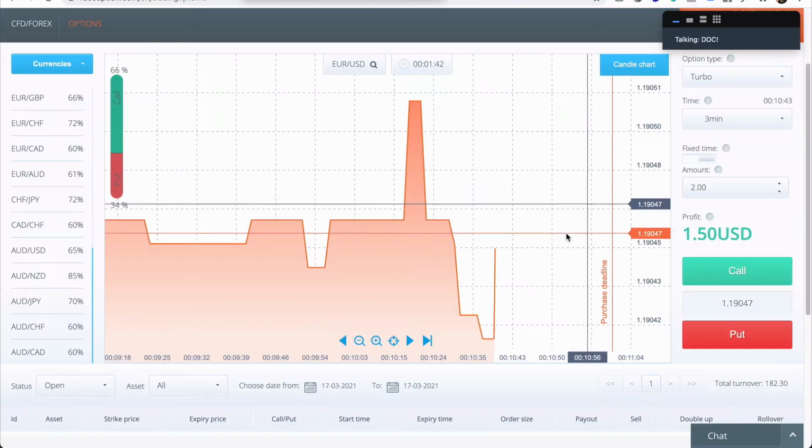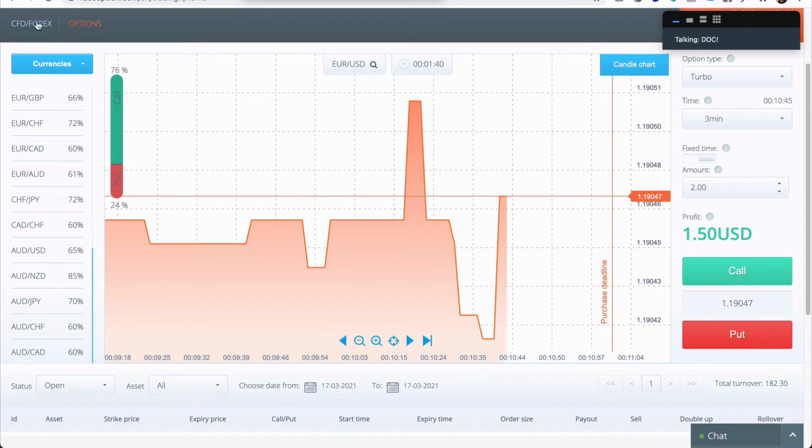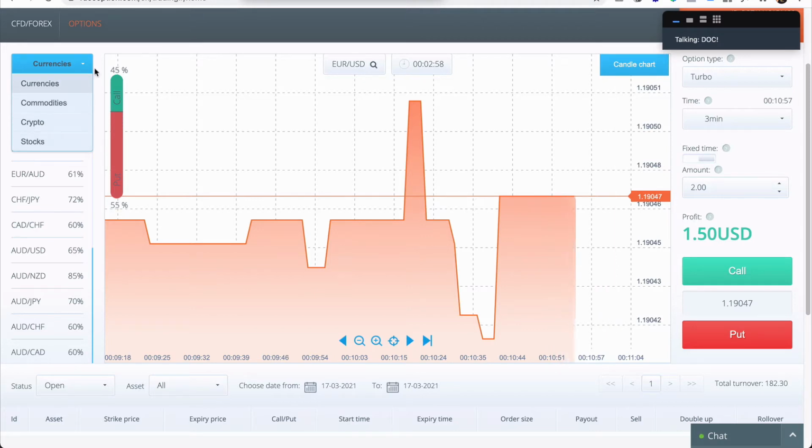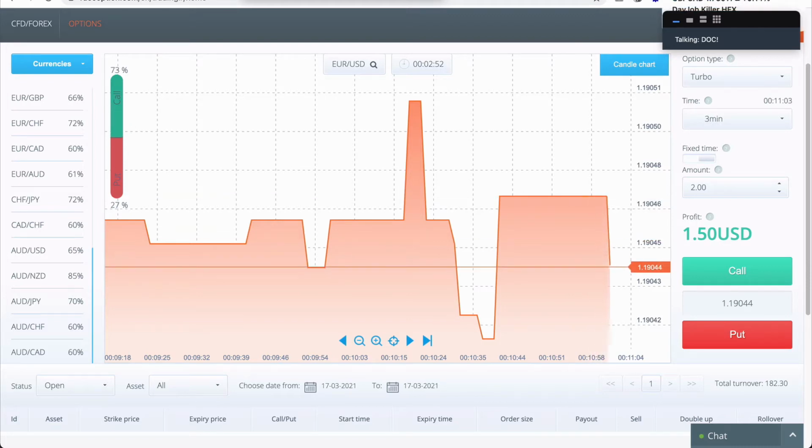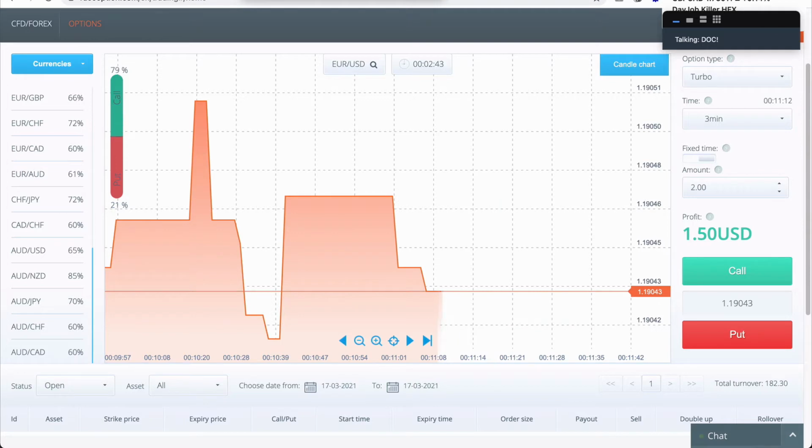But either way, on the left hand side, you will have what we call the assets. Assets are the things that you can trade. You can trade currencies, you can trade commodities, which are oil, natural gas, things like that. You can trade crypto and you can trade stocks. I only trade currencies during the week. I used to trade binary on the weekend, but in increasing my level of discipline, I refrain from trading on the weekend altogether.